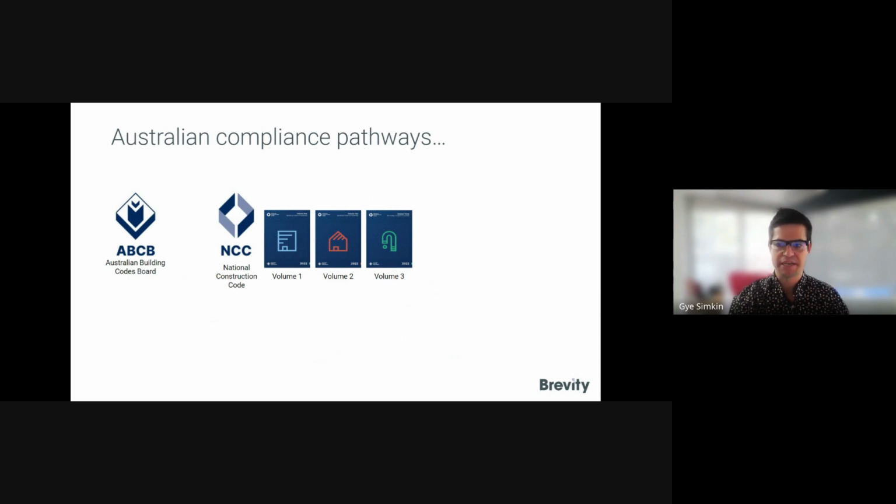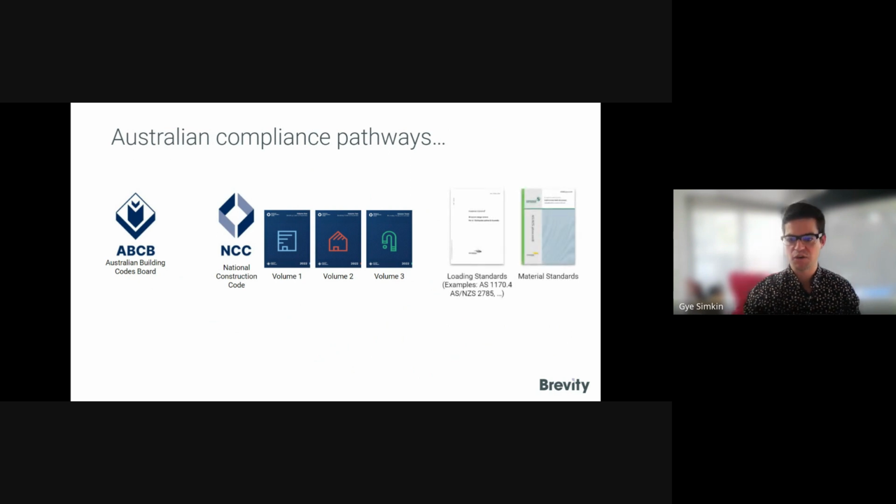The most common is through what's called a deemed to satisfy pathway, where building aspects are measured against the NCC requirements. And alternatively, similar to New Zealand, there are alternative solutions to prove compliance through the various testing and calculation methods.